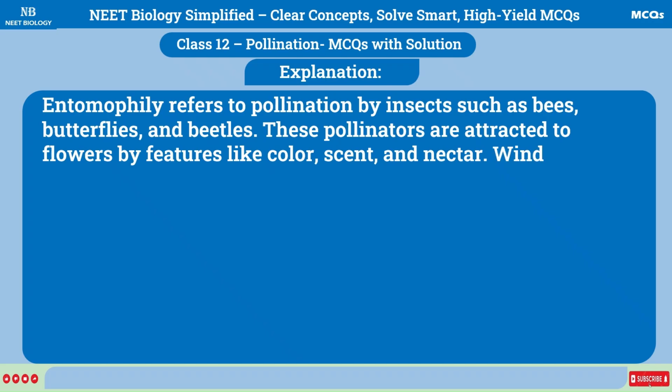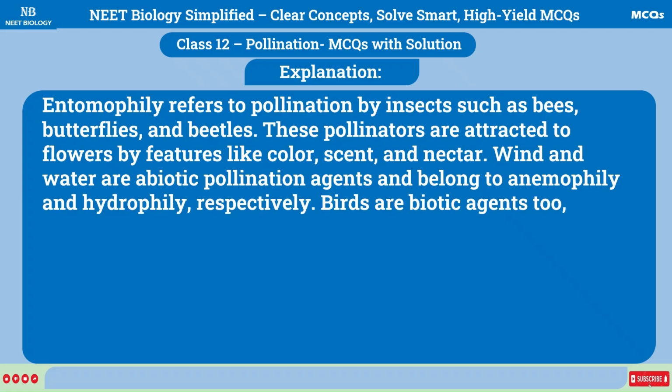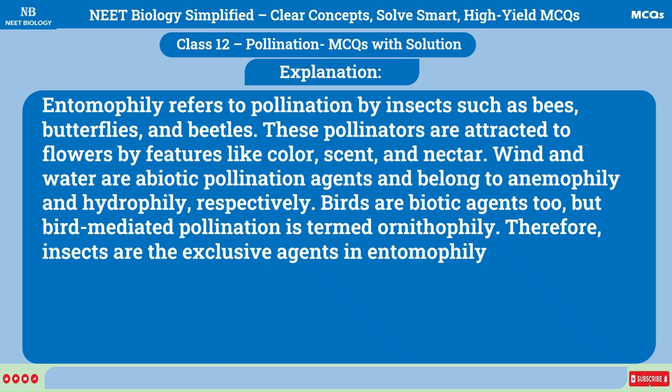Wind and water are abiotic pollination agents and belong to anemophily and hydrophily, respectively. Birds are biotic agents too, but bird-mediated pollination is termed ornithophily. Therefore, insects are the exclusive agents in entomophily.